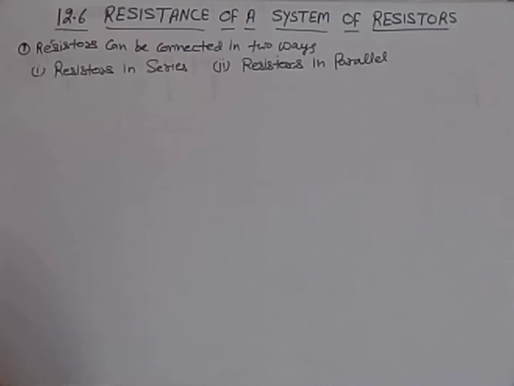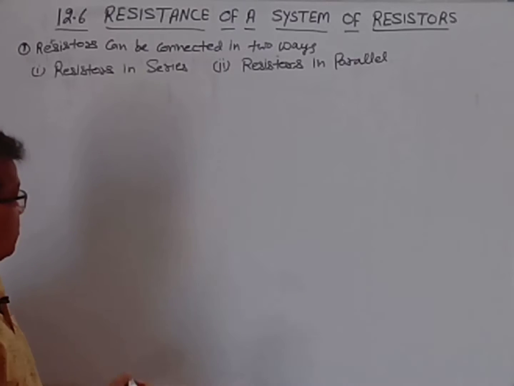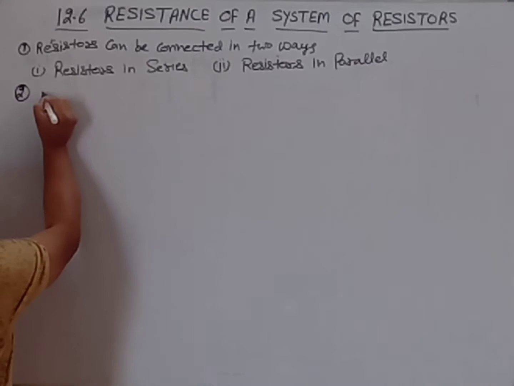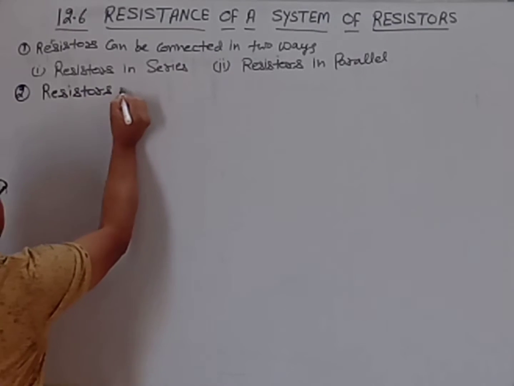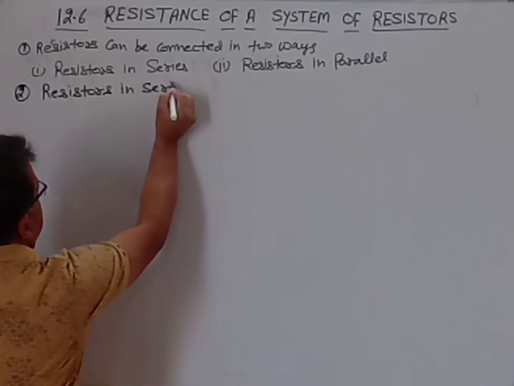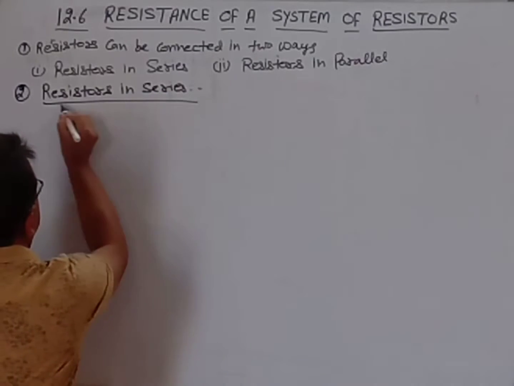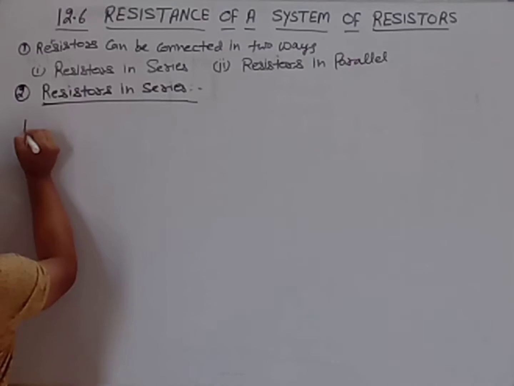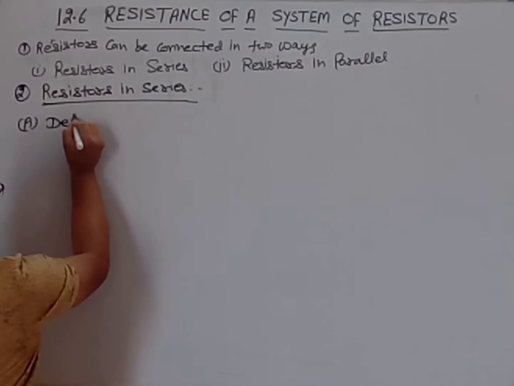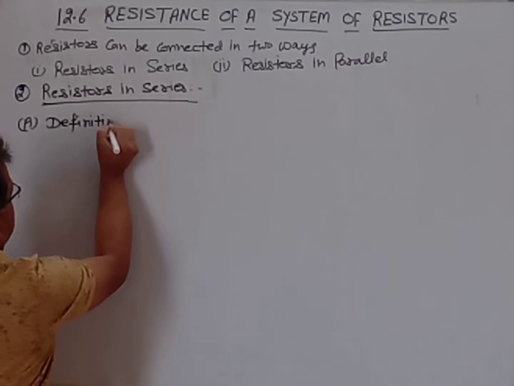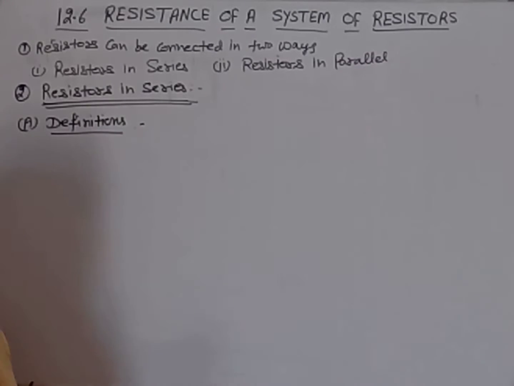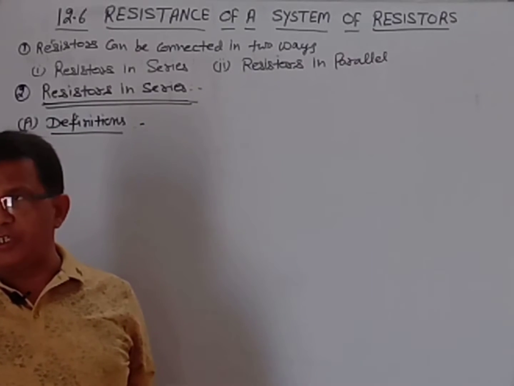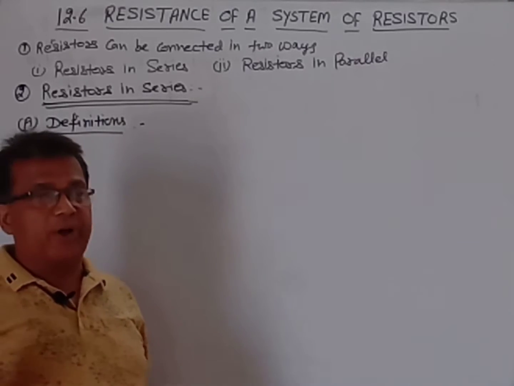At first, we shall discuss resistors in series. Resistors in series. First point, definition. Two resistors are said to be in series when they are connected end to end.